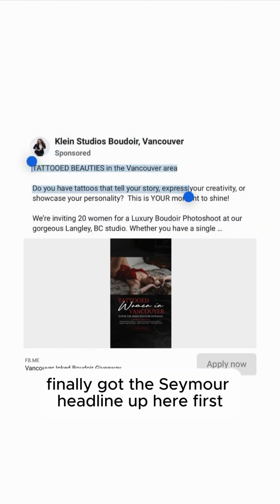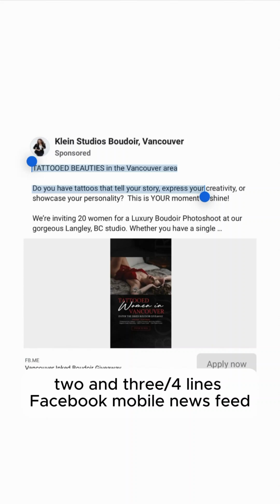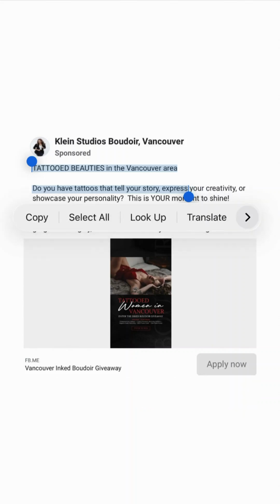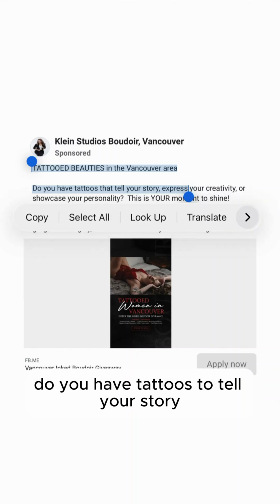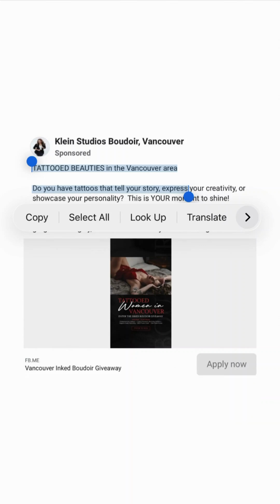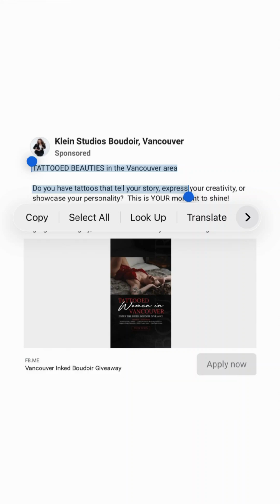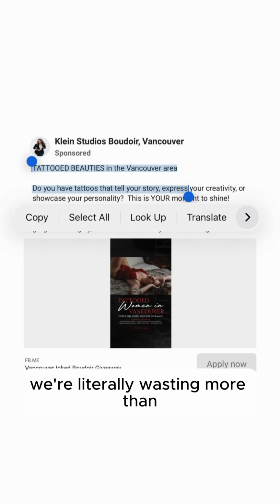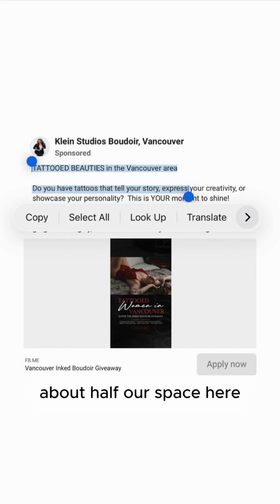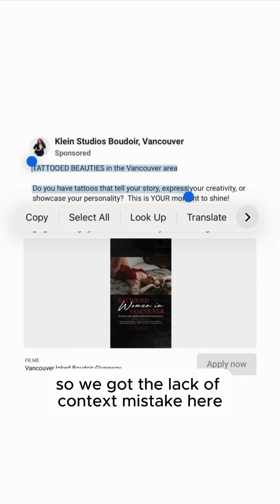Finally, got the see more headline up here. First 2 3/4 lines, Facebook mobile news feed. Tattooed beauties in the Vancouver area. Do you have tattoos that tell your story? All right, that is nice and specific, but we're literally wasting more than about half our space here because it's blank. So we got the lack of context mistake here.